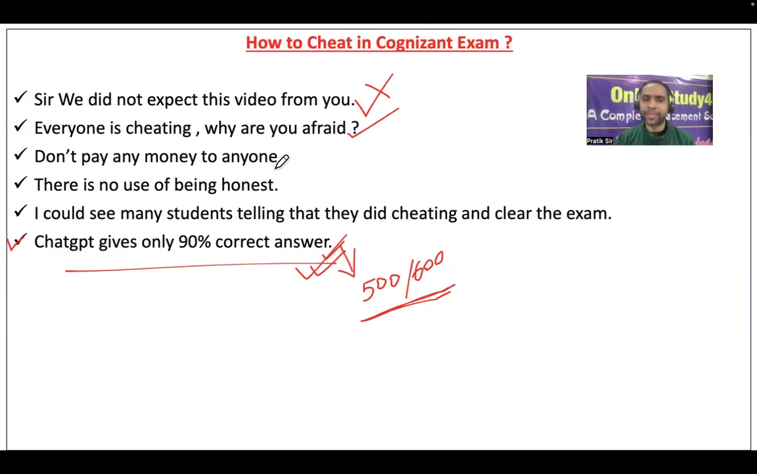Friends, one thing is, don't pay money to anyone. As I explained, all these people are just looting money from you in the name of 500, 600, or 100, 200 rupees. Nothing like that is there. It's a very simple example: tomorrow if you get selected in Cognizant, Monday to Friday you will be in office, or will you sit and help other students? No. See, there is no use of being honest sometimes.